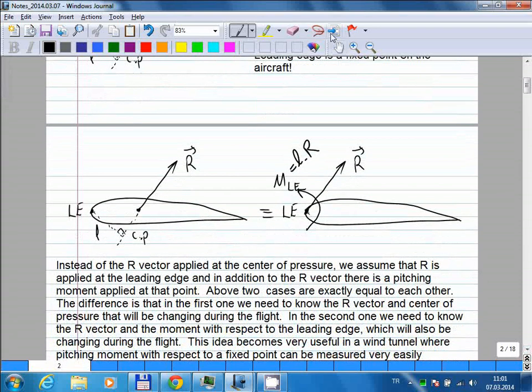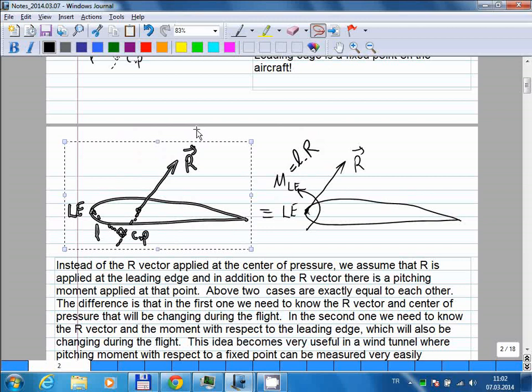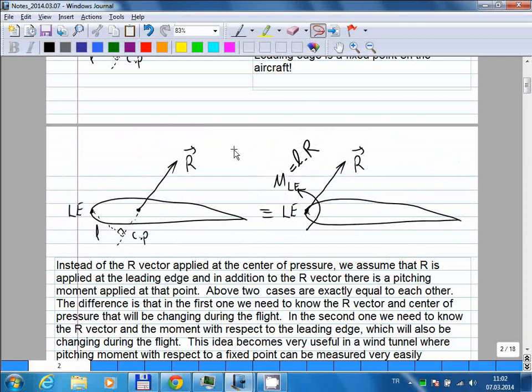Okay, so in the original case, there's this single force vector, which creates a moment with respect to the leading edge. And what I'm saying here is, instead of using this R vector, I can move this to the leading edge point, but for the two configurations to be exactly equal, I need to put a moment here. And this moment should be the moment of this vector with respect to the leading edge point, which is L times R. So in other words, the force representation on the left is exactly equal to the force representation on the right. On the left, there is just a single force applied at the center of pressure, and on the right, I have the same force applied at the leading edge plus a moment given by L times R.